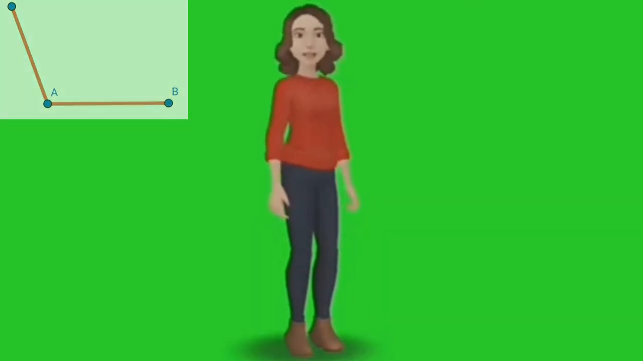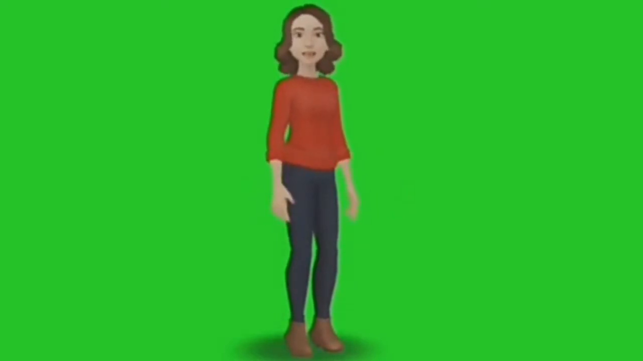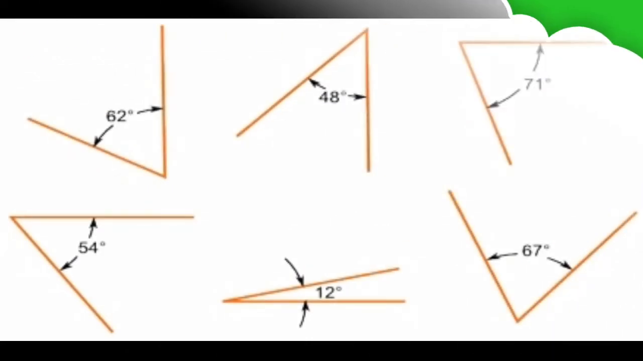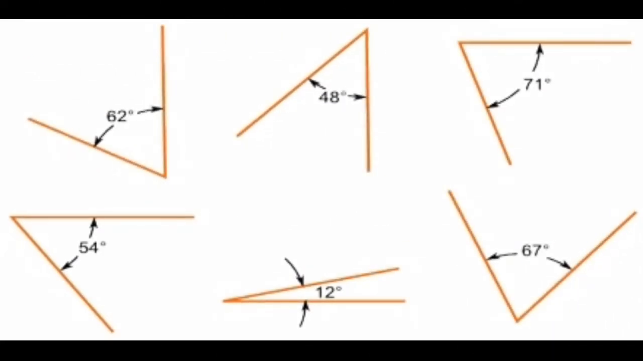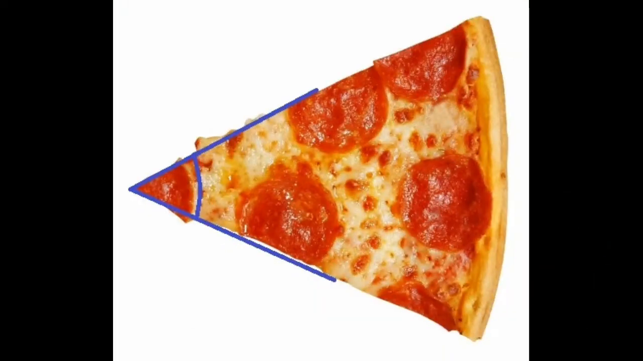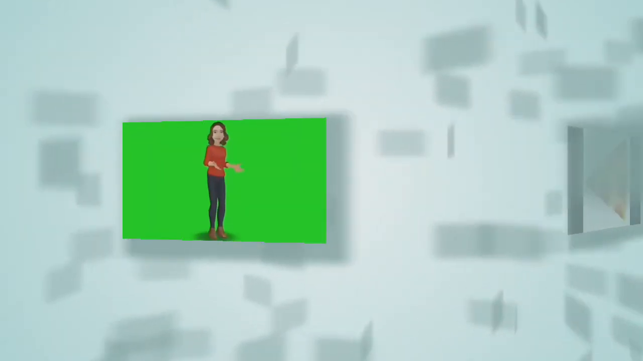Based on their measures, there are three main types of angles in geometry. They are acute angle, right angle and obtuse angle. Now let's see them one by one. First comes the acute angle. The angle which measures more than 0 degree and less than 90 degree is called acute angle. In this figure, you can see some acute angles of different measurement. Now, can you think of any object that resembles an acute angle? Just look at this picture. Yes, it's a slice of pizza. It is an acute angle.